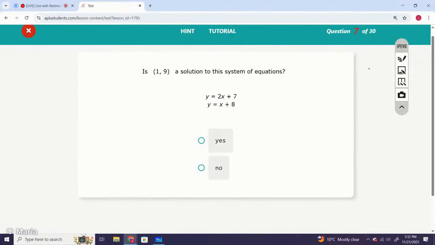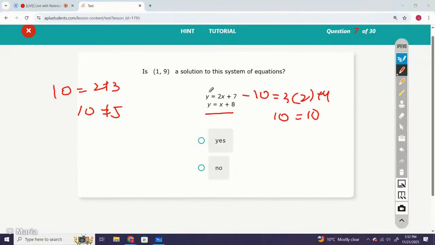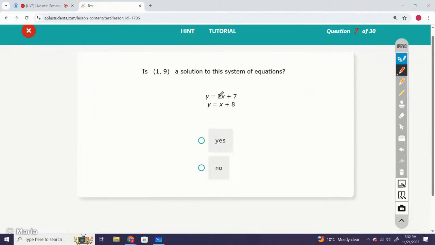Is (1, 9) a solution to the system of equations? X is 1, y is 9. Start with the first one. 9 is equal to 2 times 1 plus 7. So that is 7 plus 2, which is 9. 9 is equal to 9, right?